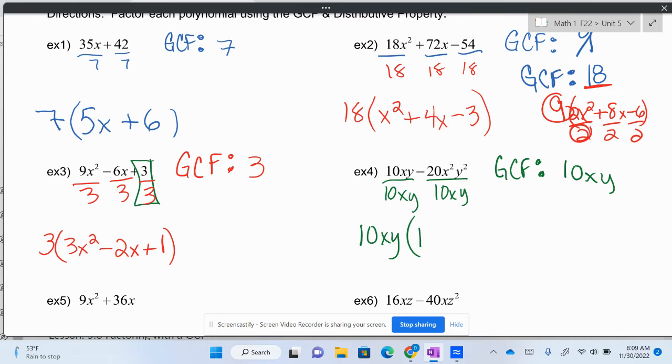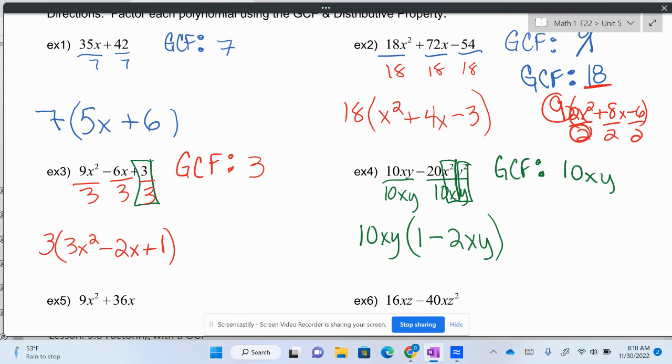That's 1. Negative 20 divided by 10, well, that's negative 2. But if I have x squared divided by x, let's see, that's a power of 2 minus 1, which gives me a power of 1. And if I have y squared divided by y, that's 2 minus, remember when we divide, we subtract. Power of 2 minus the power of 1 is just a y again.